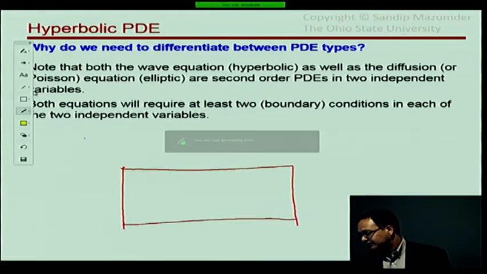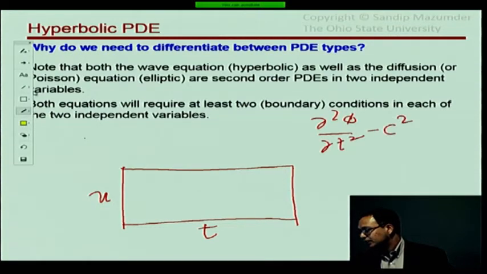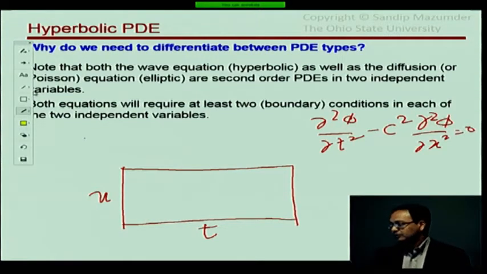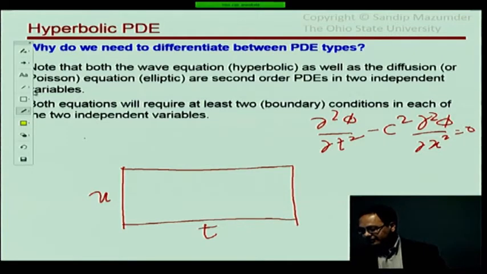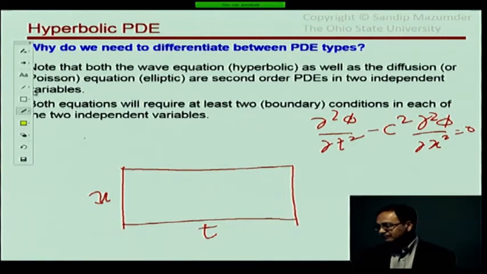I have time in this direction and x in that direction, because my equation is d square phi dt square minus c square d square phi dx square equal to 0. So instead of x and y, I'm using x and time. Time is in that direction, x is in that direction. If this was an elliptic PDE, I would say I need one boundary condition here for x, another one here for x, one here in time, one here in time.